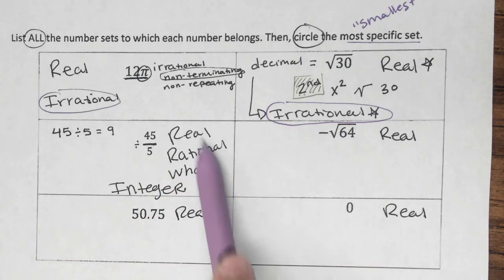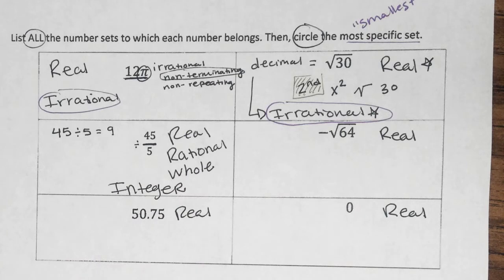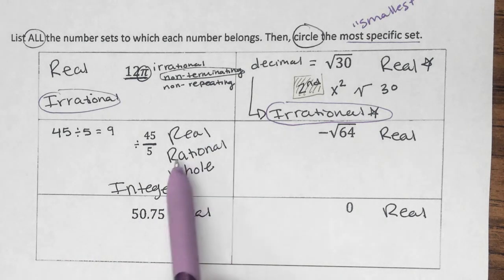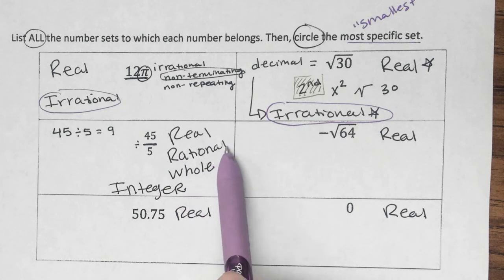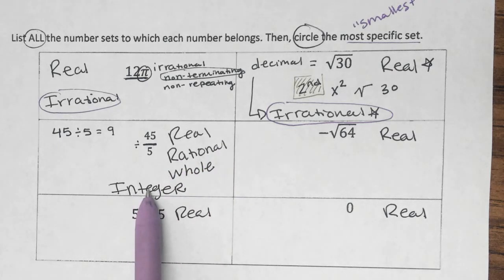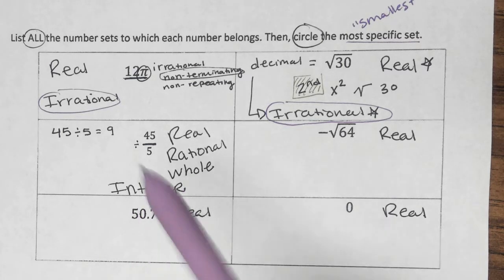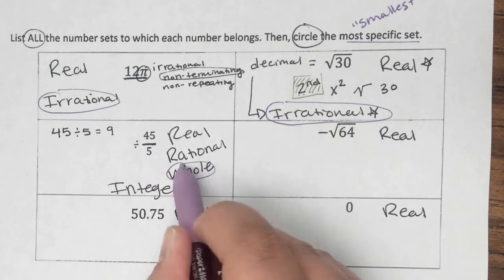The most specific set, or what tells me the most about the number: real tells me it's any number in 8th grade. Rational tells me it's a decimal that does stop or it does repeat. Integer tells me it's a positive whole number or a negative whole number or 0. Whole number tells me it's positive whole or 0. So this is the most specific set.